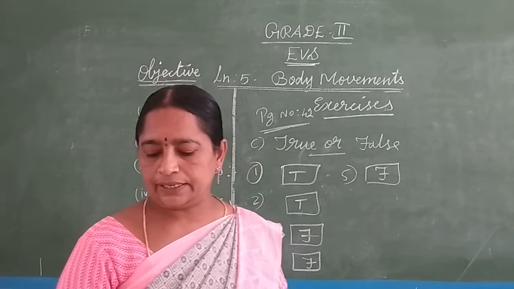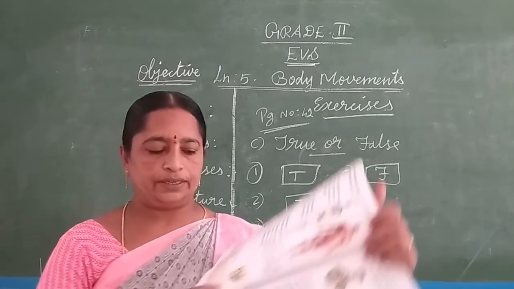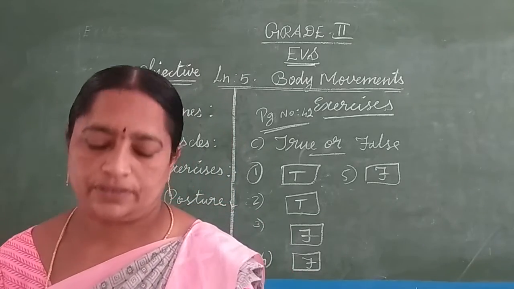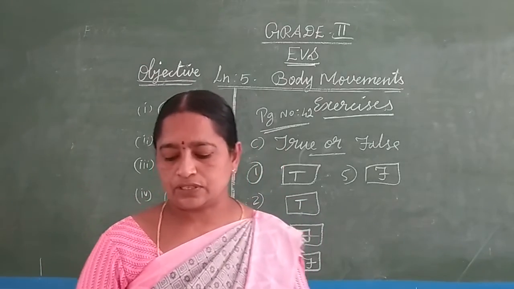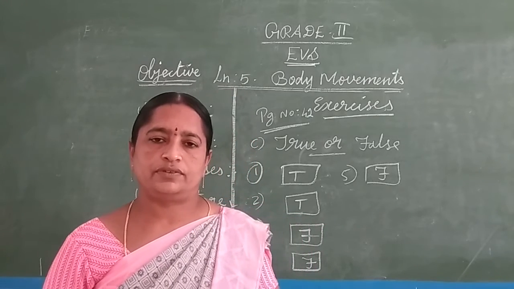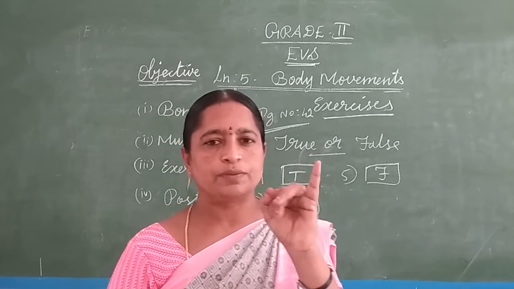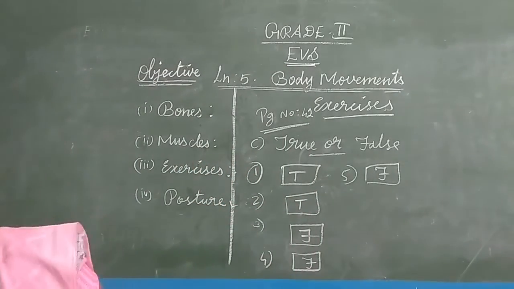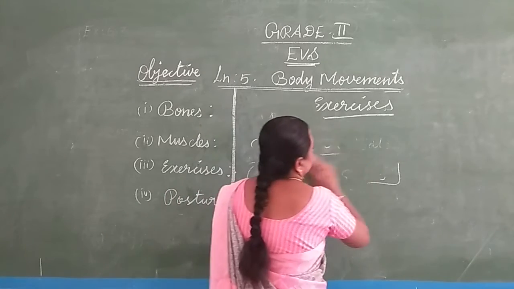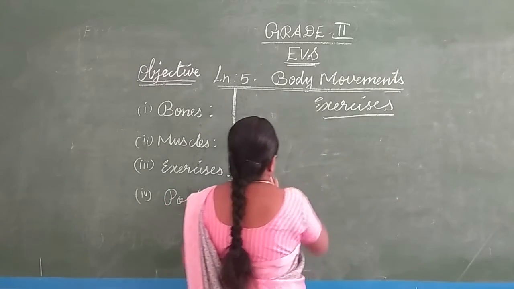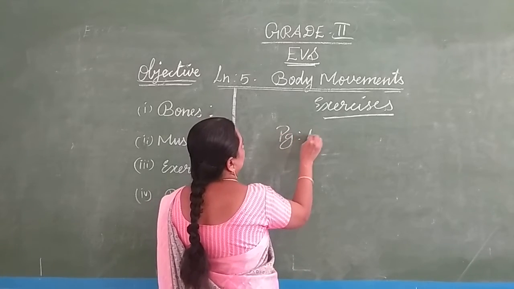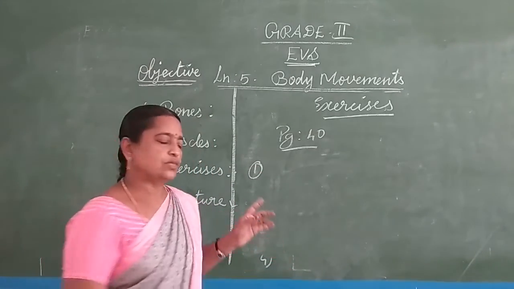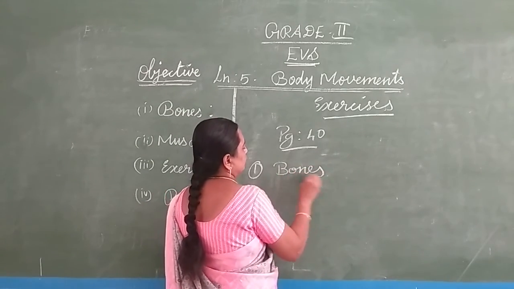Okay, children, now we have completed this lesson. Now take page number 40. There are 3 questions in the test reversal. That also we have to complete now. See the first question: dash are hard and stiff. Two options are there: bones and muscles. Bones. So write on the line B-O-N-E-S.